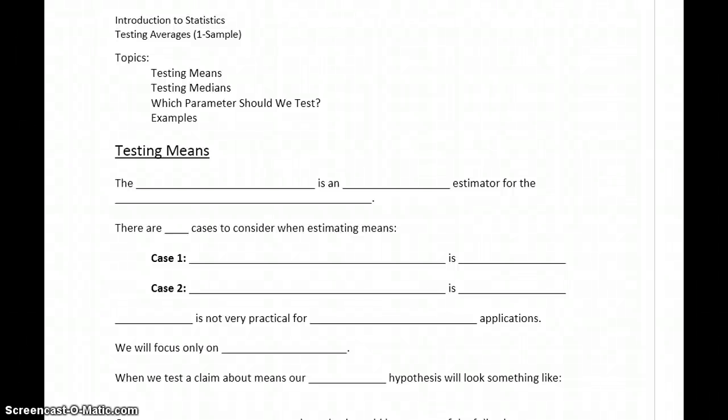In this section, we want to start testing claims about averages, which again, for the context of this course, means we want to either test a claim about a mean or a median, whichever one is appropriate. So keep in mind, we've talked about this before, but the sample mean is an unbiased estimator for the population mean. So essentially stating that we can use our sample mean to draw inferences or test claims about our population mean.